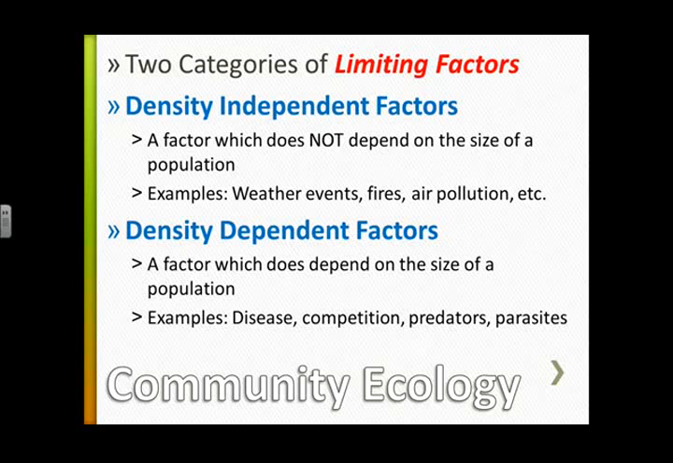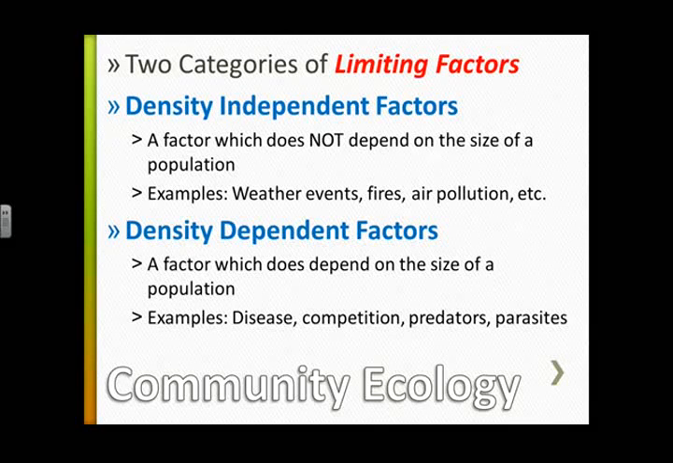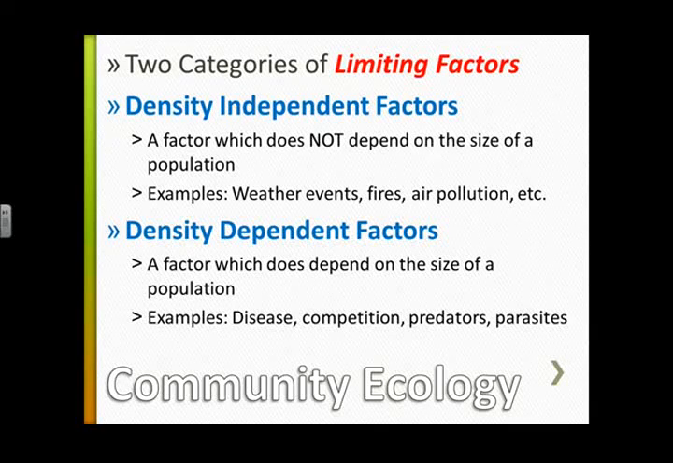Examples: weather events, fires, air pollution. None of that has anything to do with how many individuals are living in that area. A tornado is going to come whether 10 people are living there or 10,000 people are living there. It's independent of the density of the population.